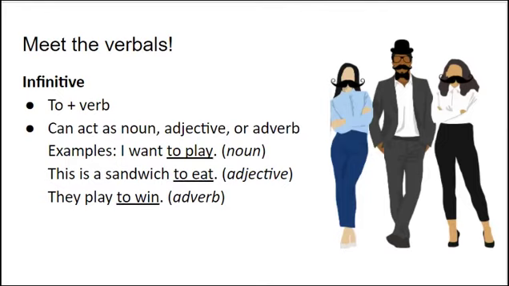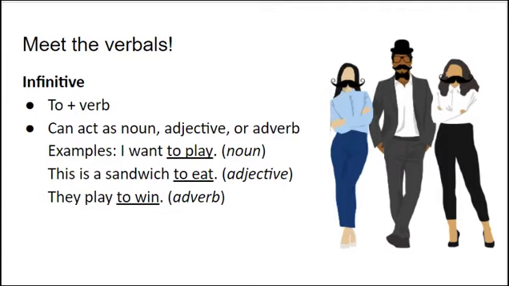Now, the infinitive is the base form of the verb. It's to plus verb. If it were Spanish, it'd be like the IR version of the verb, or French, maybe the ER, the IR version of the verb. Okay, now infinitives can act as nouns, they can act as adjectives, they can act as adverbs. For example, I want to play. You could put a noun in there. I want cookies. I want dogs.